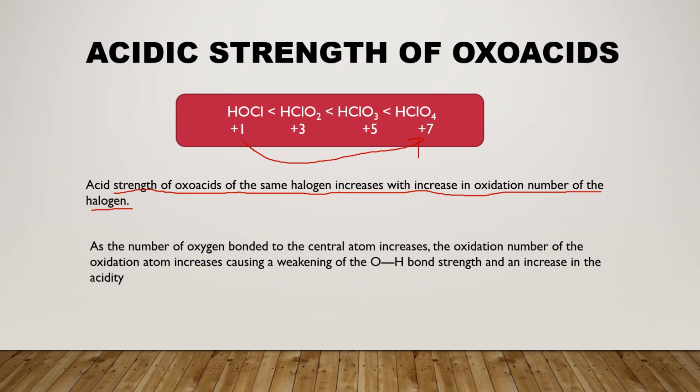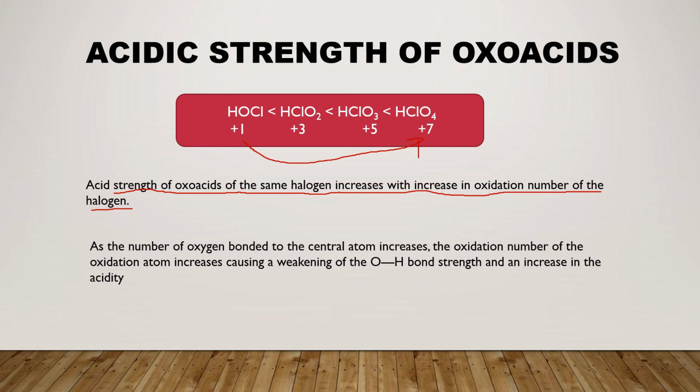So weaker the OH bond, stronger will be the acidic strength. The OH bond will be weaker when it is connected to an electronegative oxygen atom. The more the number of electronegative atoms, the more they will attract the central atom towards themselves. As a result, the OH bond will become weak and H positive can be easily lost.